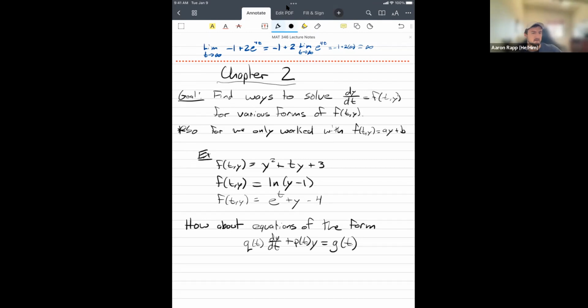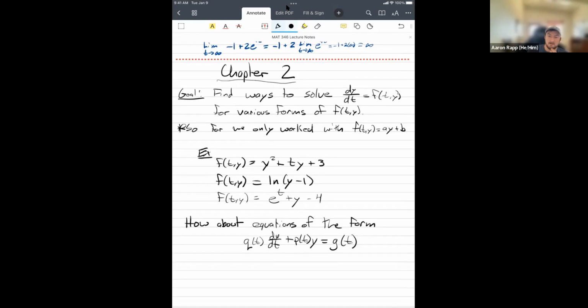So I have some function q of t, which is some combination of my independent variable t. I'm multiplying it by my derivative dy dt. Then I'm adding that to another function of t, p of t, it can be different, same, whatever, times my solution. Then it's all equal to some combination of my independent variable t. So we're going to actually be able to solve this.